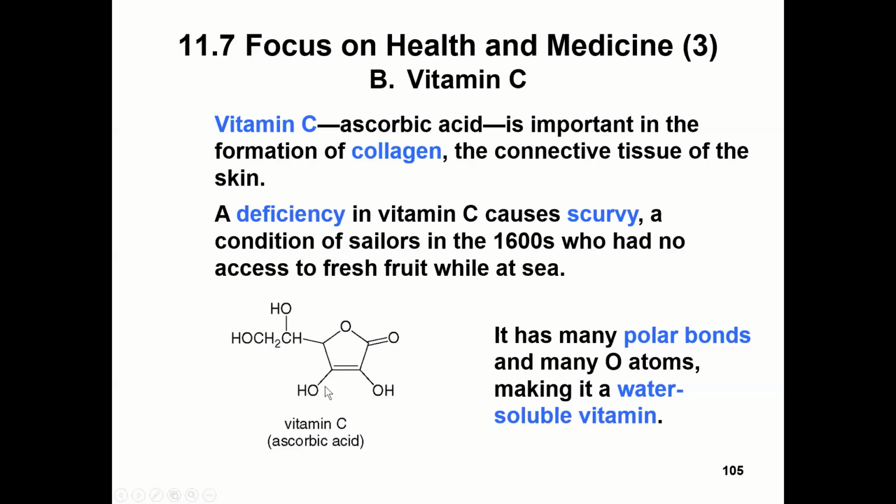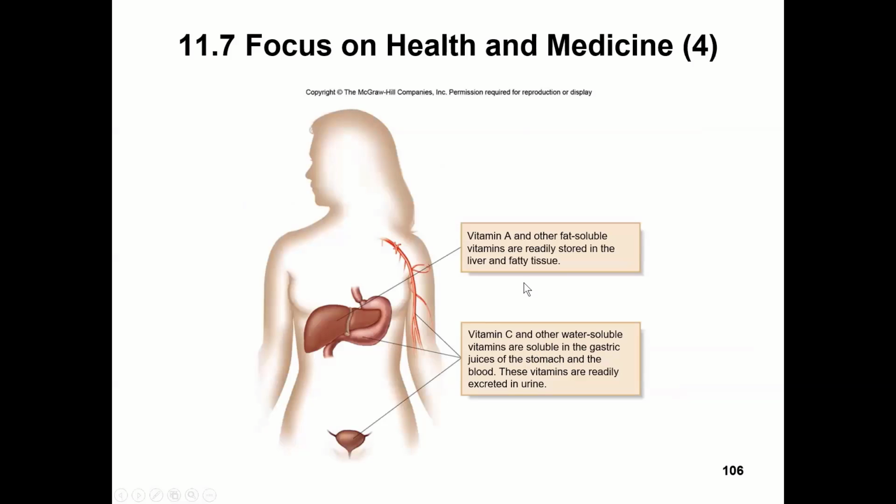So vitamin C has lots of these polar functional groups. You have many polar heteroatoms, but you only have a few of these carbon-hydrogen groups. So ascorbic acid tends to be water soluble, which makes it a water-soluble vitamin. Vitamin A and these other fat-soluble vitamins are readily stored in the liver and fatty tissues, whereas vitamin C is soluble in gastric juices and the blood. And these types of vitamins are excreted in the urine.